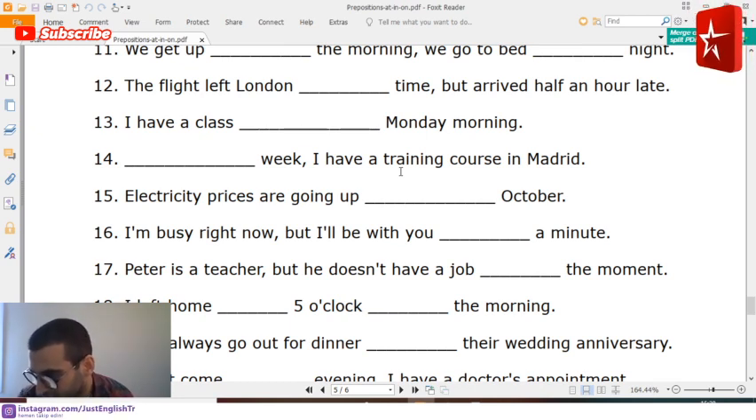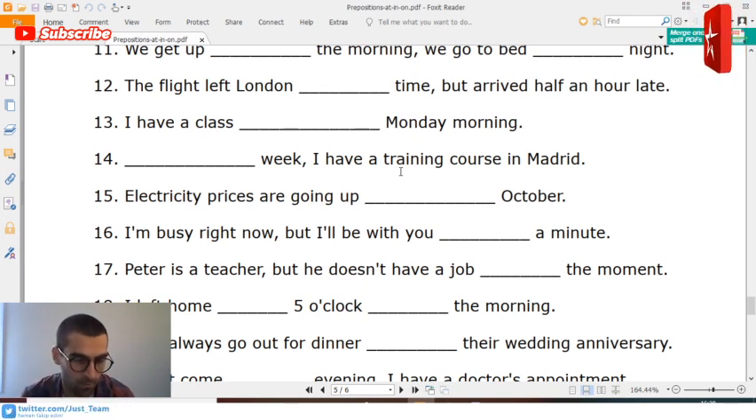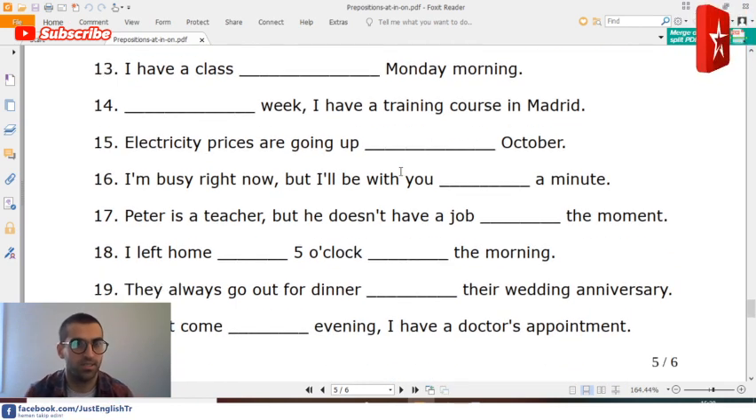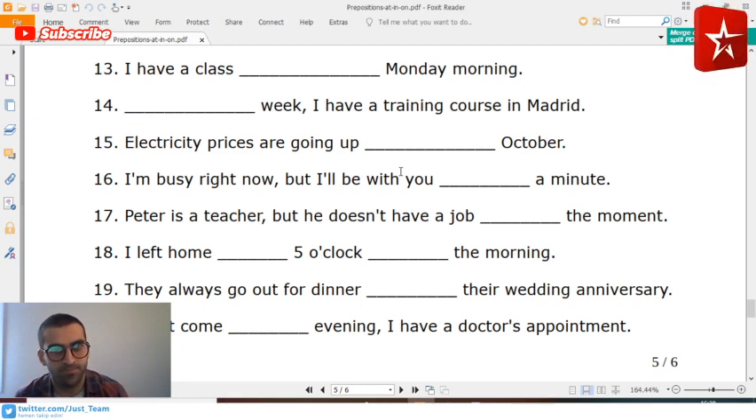Next, Makinist, Sıla, Dilek, and Azime. Yes, four of the students are correct. Great. And 15. Electricity prices are going up, blah, blah, blah, October. Okay, 15.